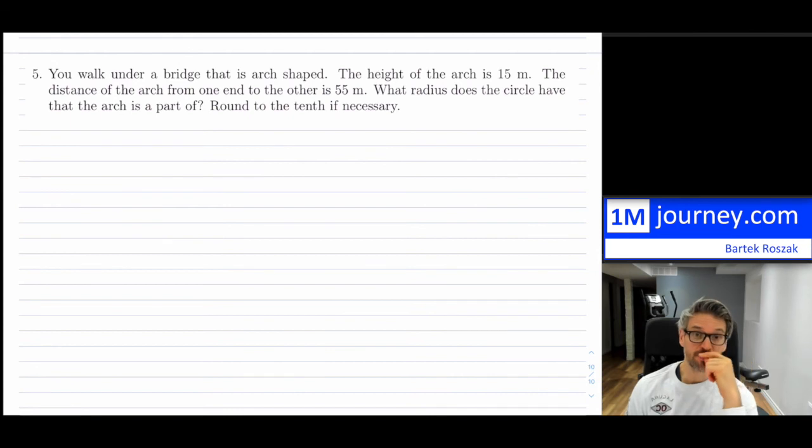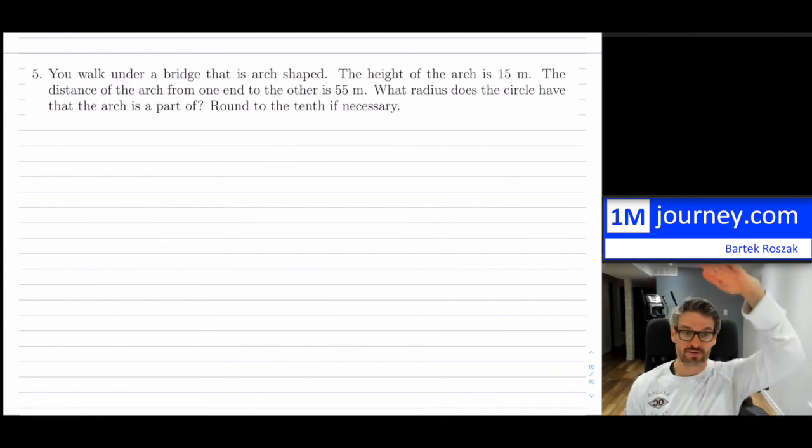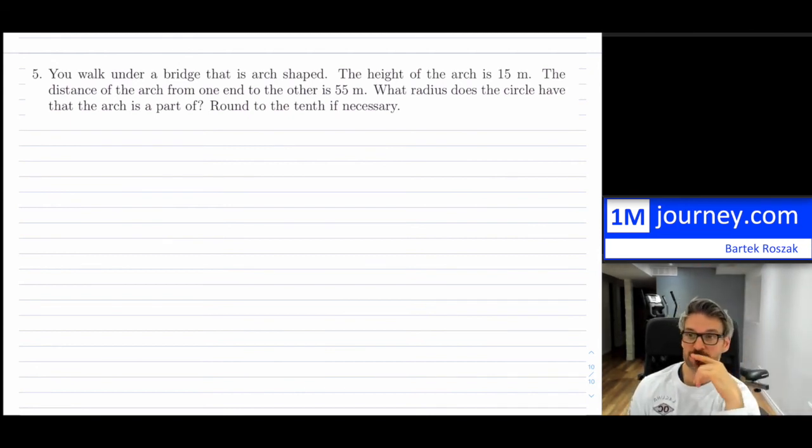The height of the bridge is 15 meters, so that's the height of that arch, I guess. The distance of the arch from one end to the other is 55 meters. What radius does the circle have that the arch is a part of? Round to the tenth if necessary.